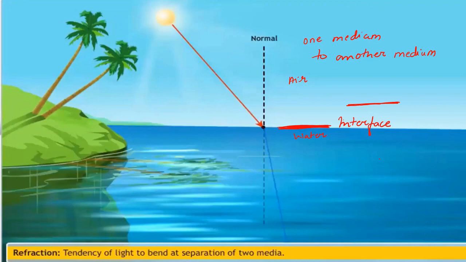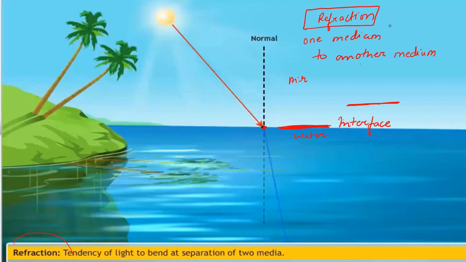what is happening at this interface? This is the point of incidence. At the point of incidence, we always draw a normal, right? If you see this blue line, this is your refracted ray. Refraction will be there only when a ray of light passes from one transparent medium to another transparent medium.